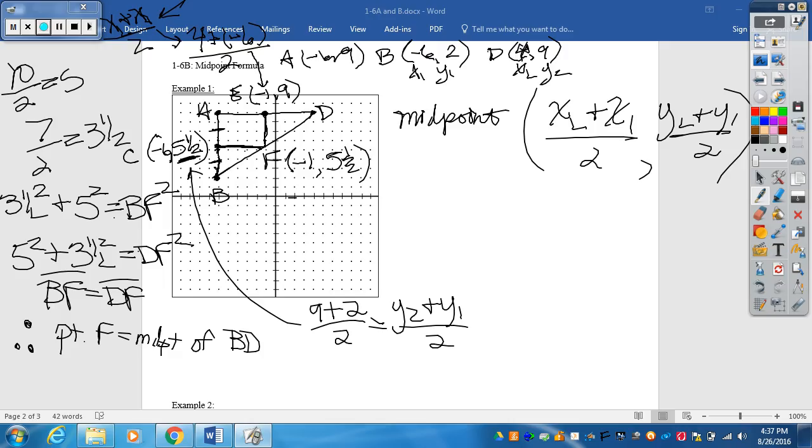Now, I would like you to apply that. I want to give you an example here where you can apply that. Let me go ahead and actually erase everything but that, okay.